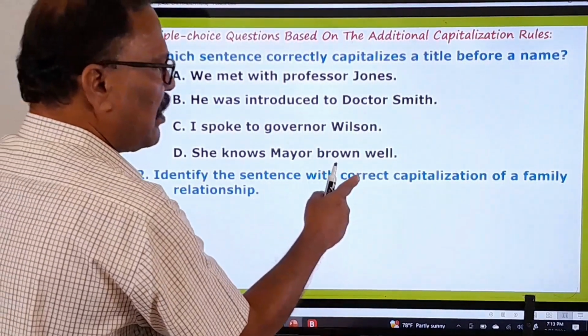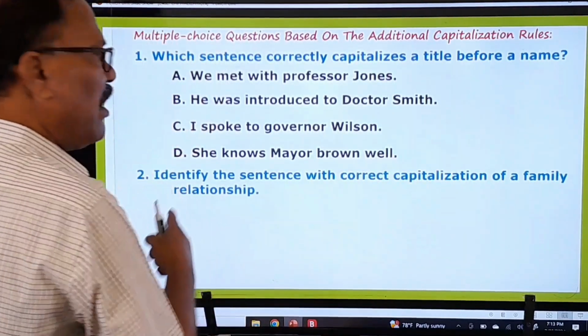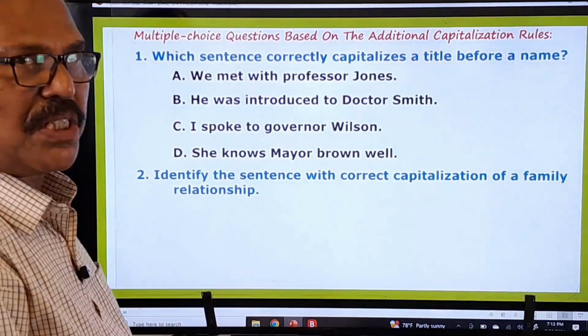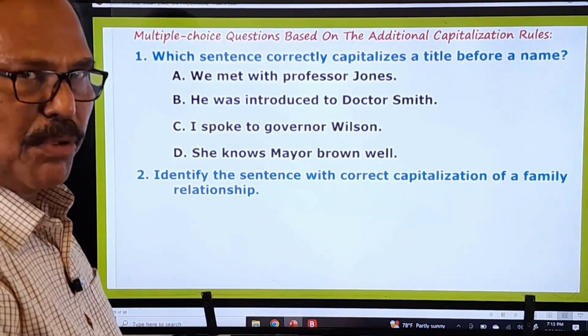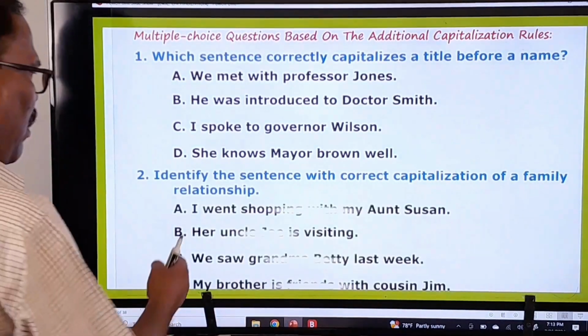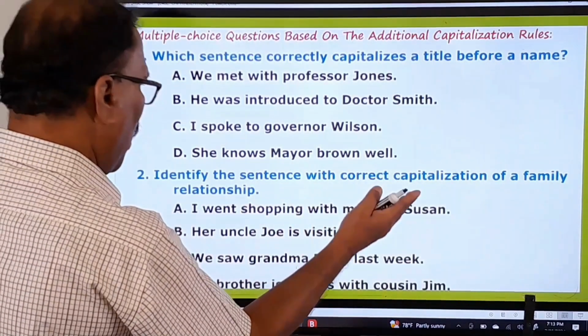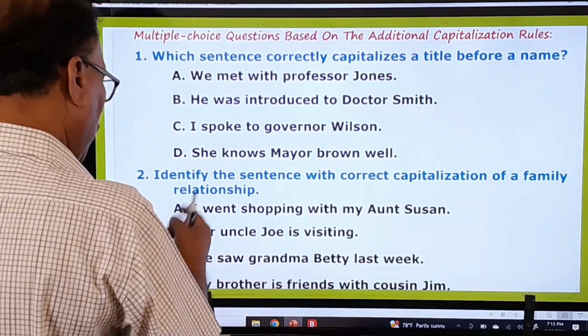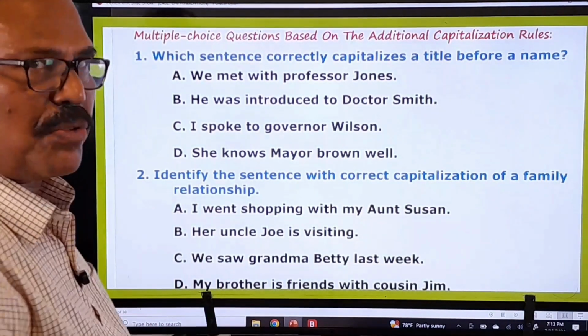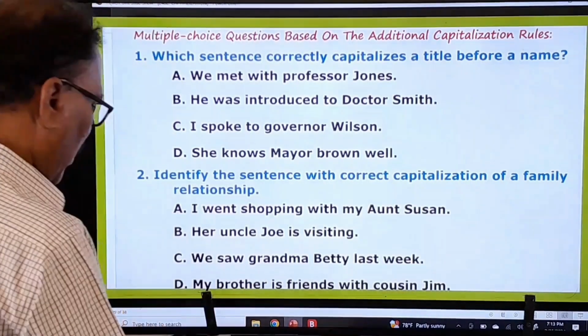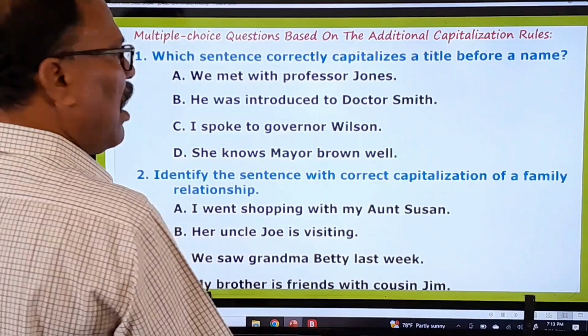Identify the sentence with the correct capitalization of a family relationship. On family relationship also I have given you some rule. So here you pay attention. I went shopping with my aunt Susan. What do you say? These are the 4 options. You can choose the correct one very easily. Right, and now we move to other questions.